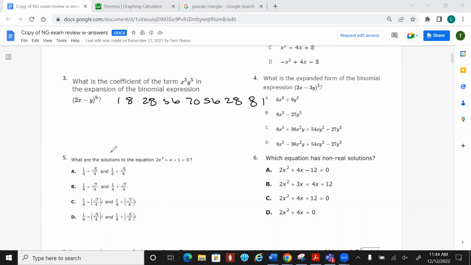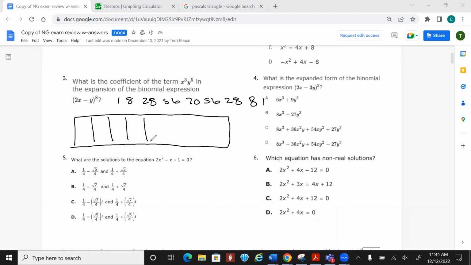And what you're going to do is create a box that has 9 columns. 5, 6, 7, 8, 9. And then you would have 3 rows, because you're going to put Pascal's numbers up in the top. You're going to take your first term, raise it to an exponent in just a second, and take your second term and raise it to an exponent in a second.